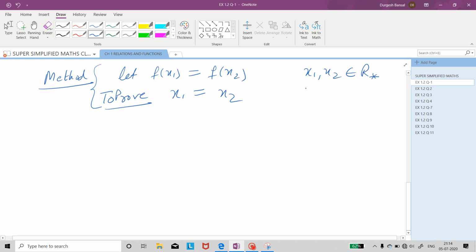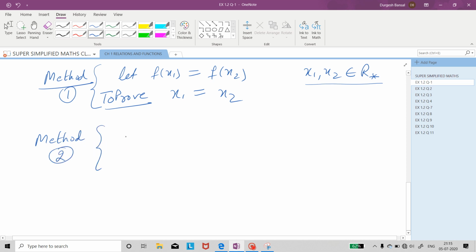You don't know in the beginning what kind of numbers x1 and x2 are, but you are taking simply the images. If the images were the same, then the numbers were also the same. This is method 1. There is another method of proving a function to be 1-1.